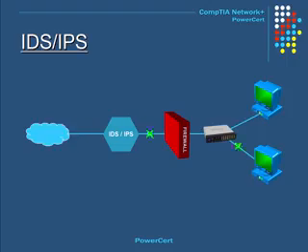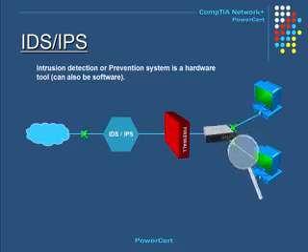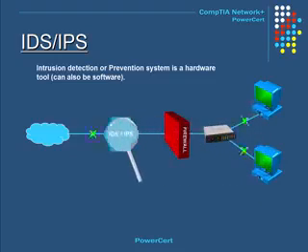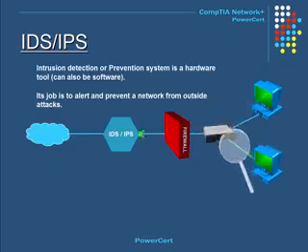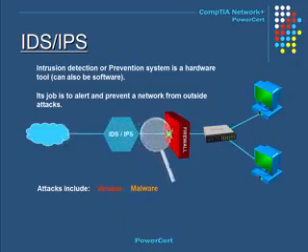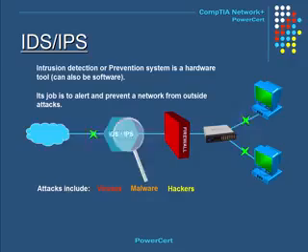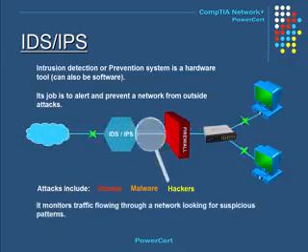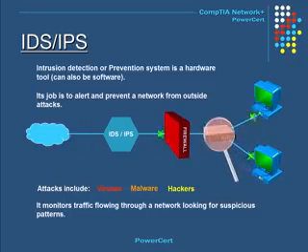An intrusion detection or prevention system is a hardware tool that is typically placed between the internet and the firewall, and its job is to alert and protect a network from outside attacks. These attacks include viruses, malware, and hackers who are trying to sabotage an internal network. It monitors traffic flowing through a network looking for suspicious patterns, and if it finds any, it alerts the network administrator of a pending danger.